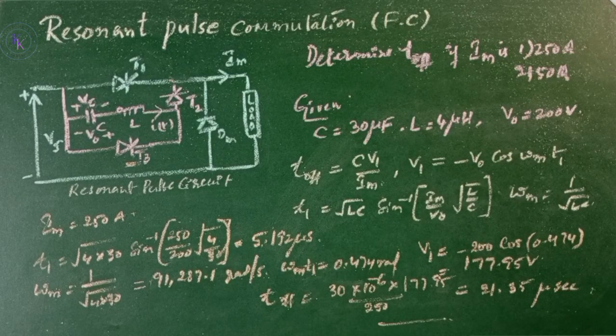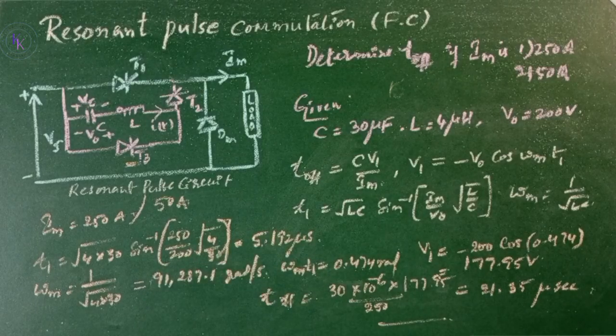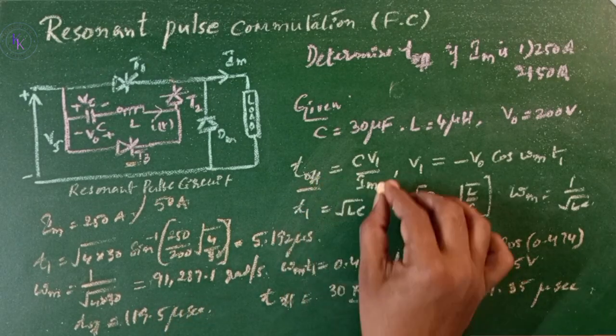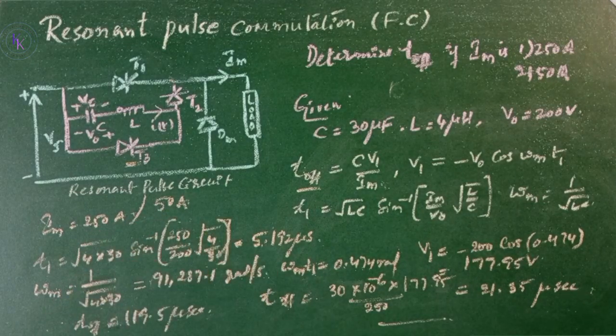microseconds. Repeat the same process for Im equals 50 amps. Then you are going to get Toff equals 119.5 microseconds, and we know that Toff is inversely proportional to Im. As the load current decreases, the turn-off time will increase. Please try to solve this for 50 amps.